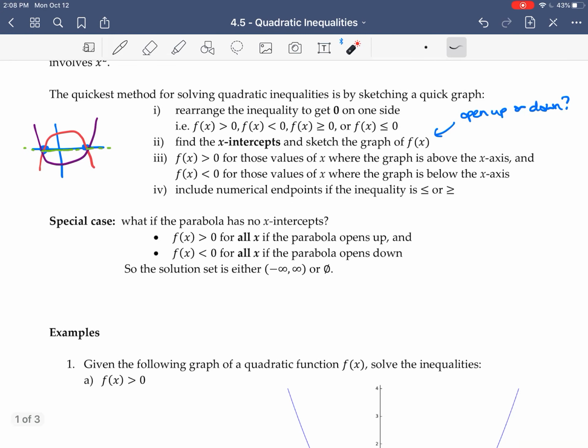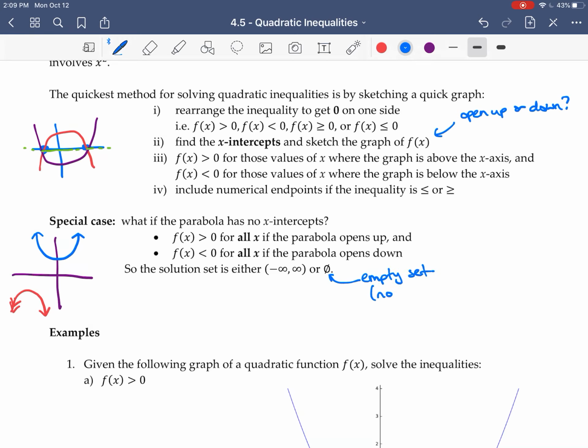Now it's possible that a parabola would have no x-intercepts, and what that means is that it's entirely above the x-axis or possibly entirely below the x-axis. Then you won't have any place where it crosses and you just need to know which. So the solution set is either going to be nothing. This symbol here we call the empty set.